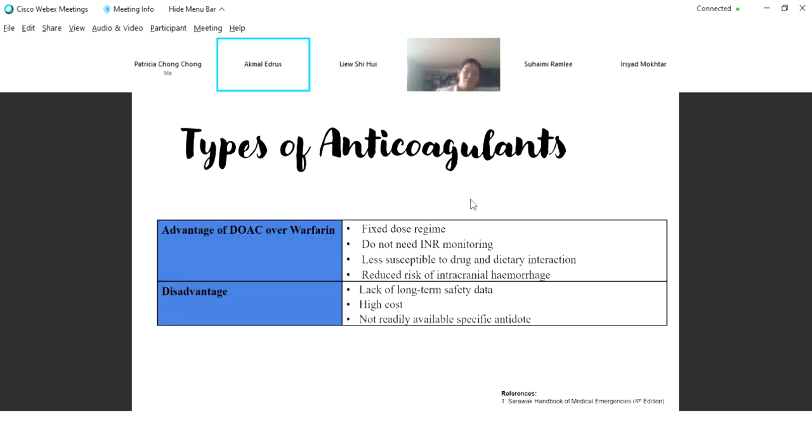This drug can be said to have some advantages over warfarin, where it does have a fixed dose regime and does not need INR monitoring. It is less susceptible to drug and dietary interaction, and it has a reduced risk of intracranial hemorrhage. But this drug is high in cost. It has a lack of long-term safety data, and there is no readily available specific antidote.